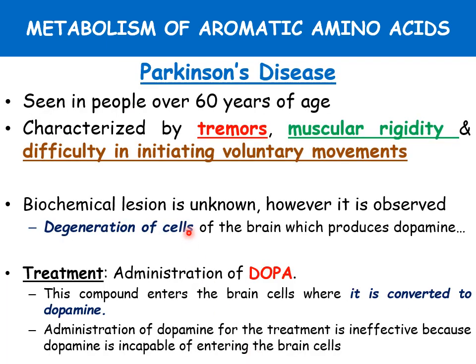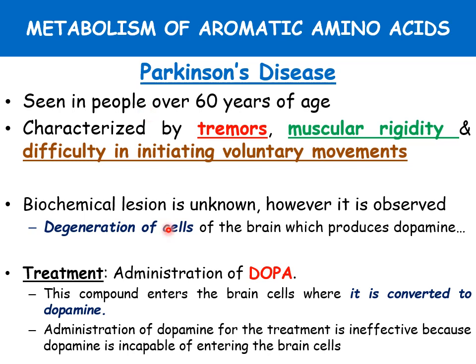So as we know, Parkinson's disease is a disease of older age, over 60 years of age, and it is highly characterized by tremor, muscular rigidity, and difficulty in initiating voluntary movements. In this case, the biological lesion is unknown, but it is observed that the degeneration of the neuronal cells of the brain which produce dopamine is responsible for Parkinson's disease.